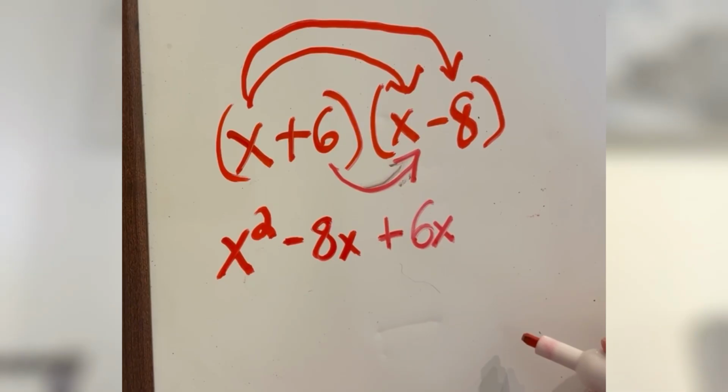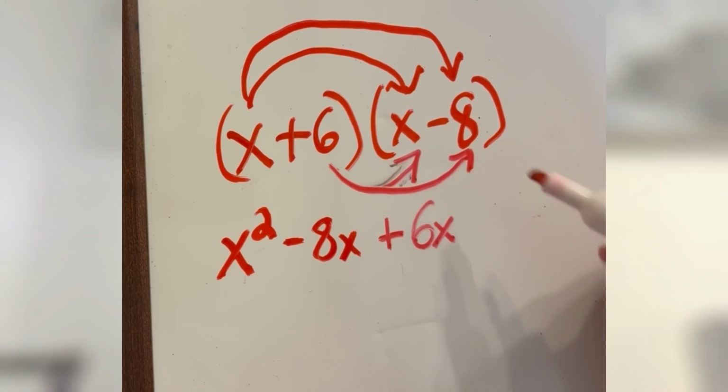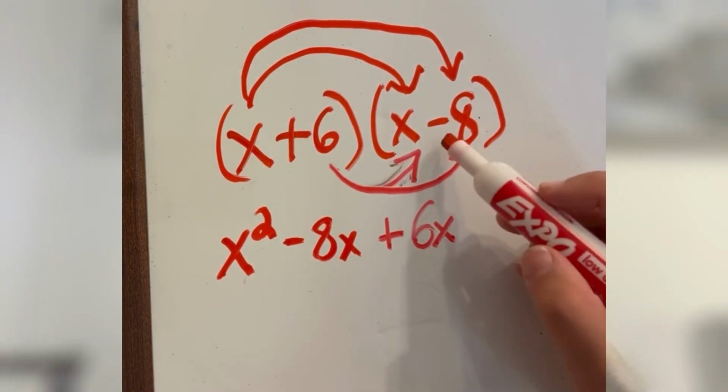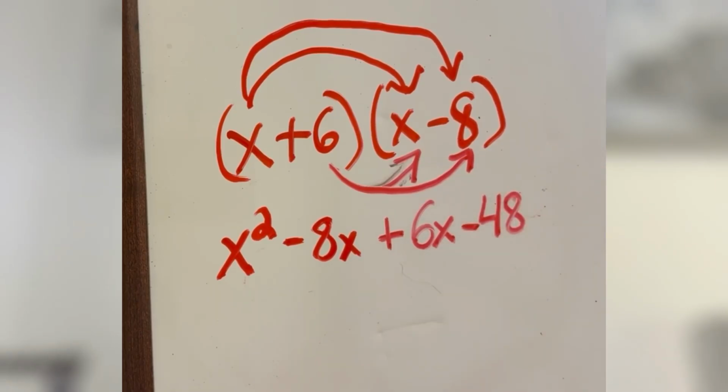Now we're going to multiply our two last terms. We're going to have 6 times negative 8. So again, we're carrying along the sign. We see we have a minus, so we're going to have negative 48. So all together right now we have x squared minus 8x plus 6x minus 48.